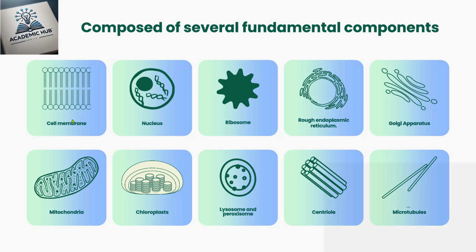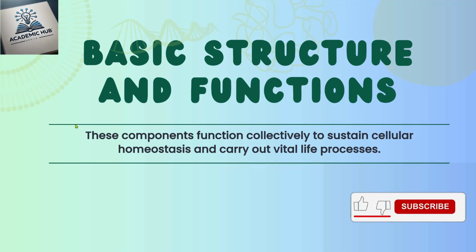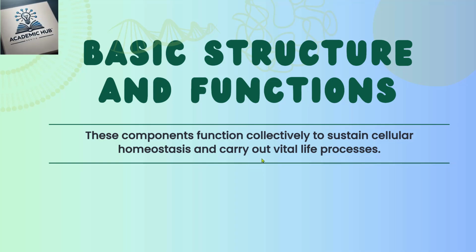such as cell membrane, nucleus, ribosome, rough endoplasmic reticulum, Golgi body, mitochondria, chloroplast, lysosome and peroxisome, centriole and microtubules, etc. So first one is cell membrane. Now we will discuss it in detail. Cell membrane is also known as the selective gatekeeper of life. Basic structure and functions of cell.